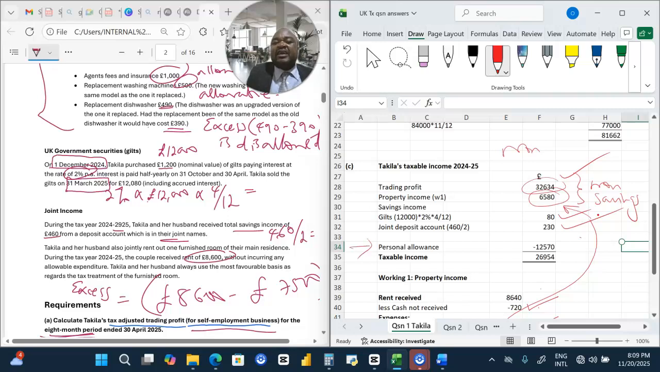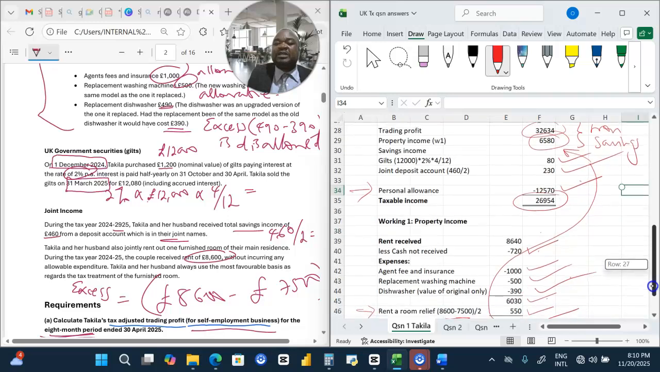Then every year, these guys are entitled to a personal allowance to the tune of 12,570, which is bound to reduce their taxable income. And we are left with only 26,954. That's the taxable income, ladies and gentlemen.